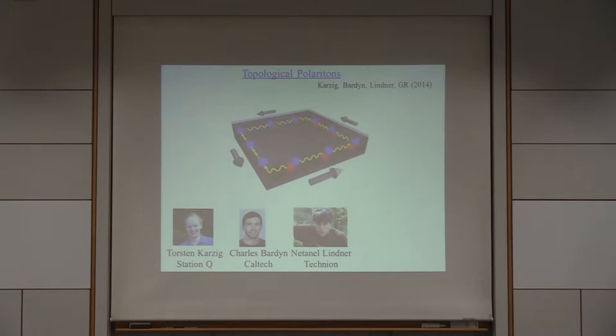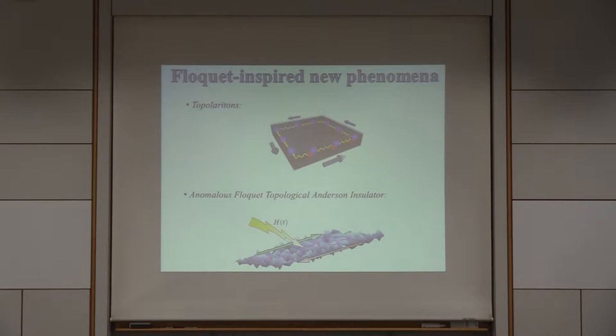Now, this is a bit of an advertisement of the things that I was interested in in this Floquet field over the last 5 years. We still have 2 days in the conference, so please feel free to ask if you want some more details about this later on in the conference. After thinking about topological Floquet phases, I got involved in the idea of using combinations of light and matter systems in order to produce topological polaritons. That was with Thorsten at Caltech, Charles Bourdin, and also with Nate Linder. And lately, some developments I was involved in related to anomalous Floquet topological phases.